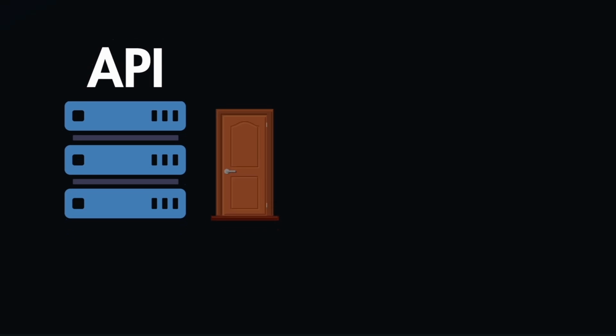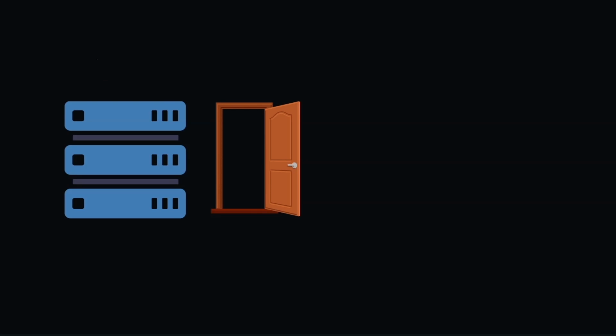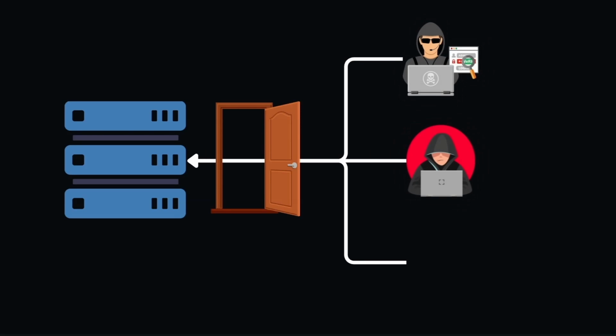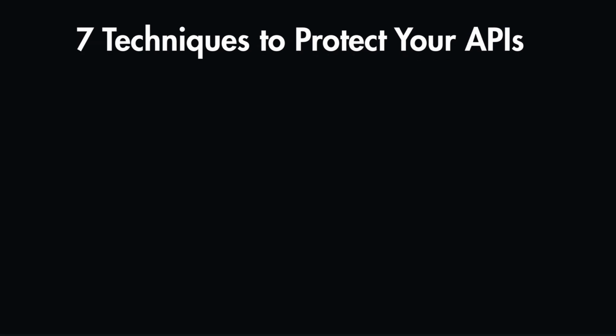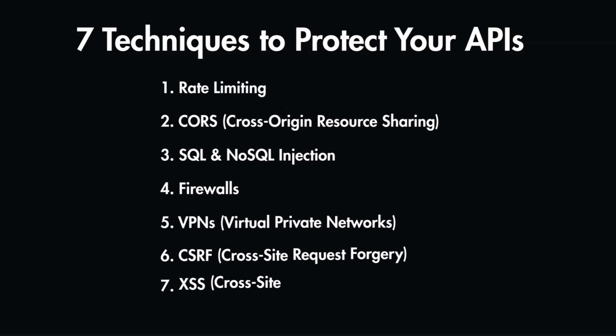APIs are like doors into your system. If you leave them unprotected, then attackers, anyone, can walk right in and do whatever they want with your user data and the overall system. That's why in today's video we'll look at 7 proven techniques which will help you protect your APIs from unwanted attacks.